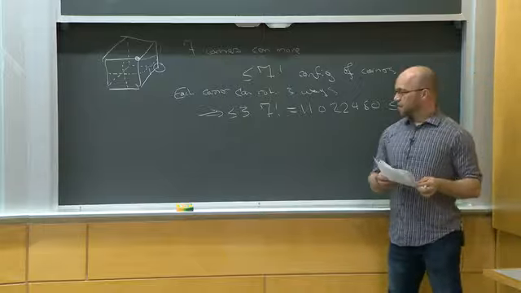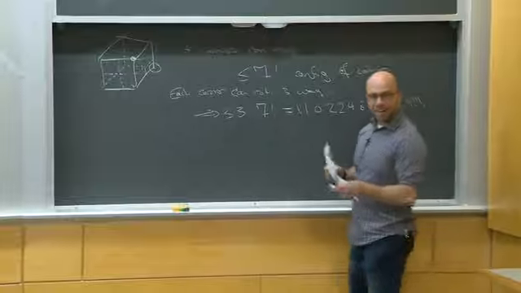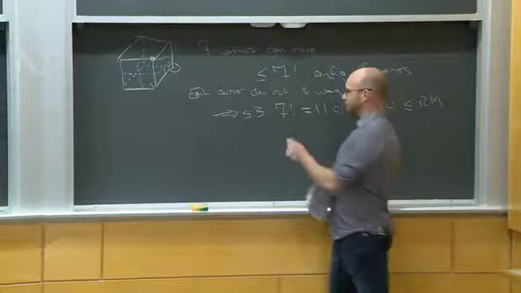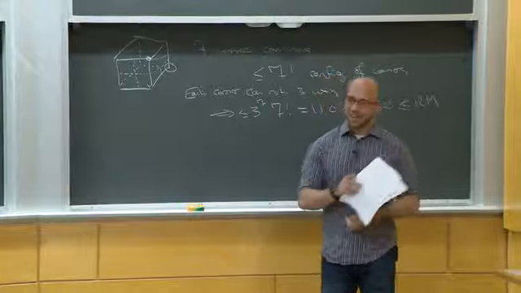Is that 3 times 7 factorial, or? Oh, I'm sorry. Right, because there's 7 corners, each of which can rotate 3 different ways. So actually 3 to the 7th power times 7 factorial. Thank you, student.